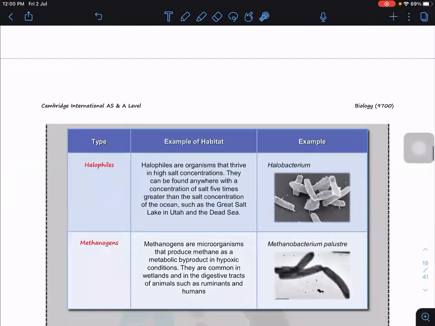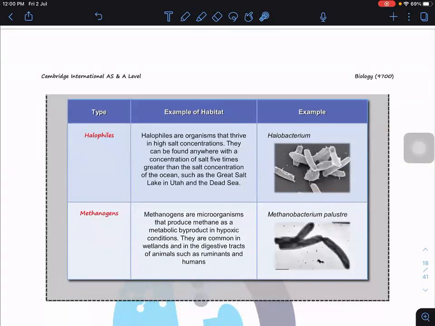Okay, we also have the halophiles. Halophiles live in high salt concentrations, for example Halobacterium. Then we have the methanogens. Methanogens are very special organisms. They live in our large intestine. They produce methane gas as a metabolic byproduct in hypoxic conditions. They are common in wetlands and also in the digestive tract of animals such as ruminants and humans.